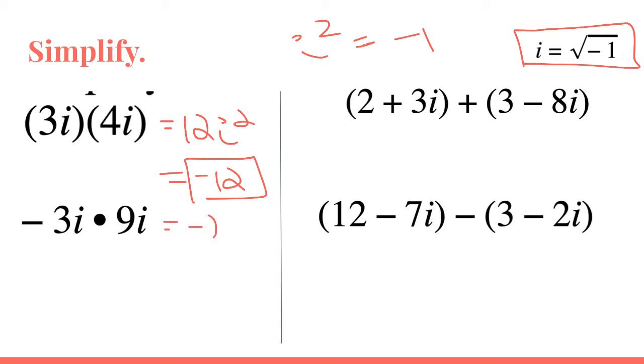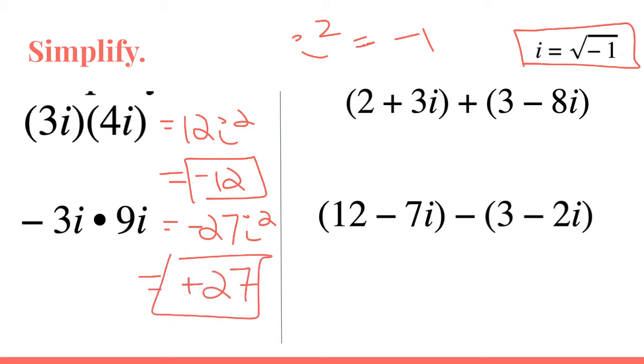This would be negative 27i squared. Now remember, i squared is negative 1, so negative 27 times negative 1 is positive 27. All right, now this next problem, some of you may be thinking, oh, we're going to FOIL this, but actually this is an addition problem, so we don't FOIL when we add. All we do is combine like terms. So you may want to write that on your paper. This is simply combining like terms. So we're going to take 2 and we're going to combine it with the 3. That's called 5, of course.